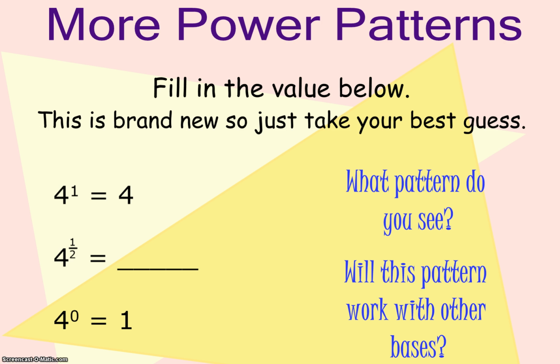Okay, more power patterns. Fill in the value below. This is brand new, so just take your best guess. If 4 to the 1 equals 4 and 4 to the 0 equals 1, how did we get from 4 to 1? And that's going to be divided by 4. So 4 to the half, what do we think it's going to equal? It's going to be 2. And do you think this will work? Will this pattern work with other bases? Well, we're going to find out.